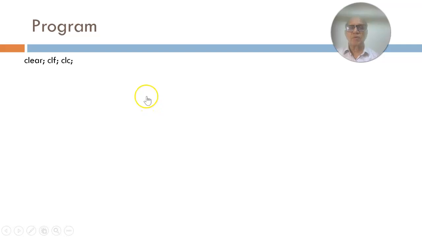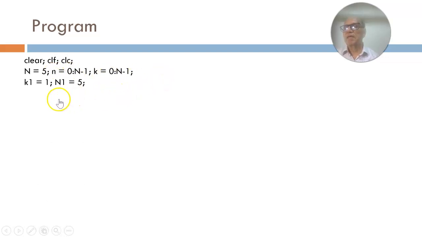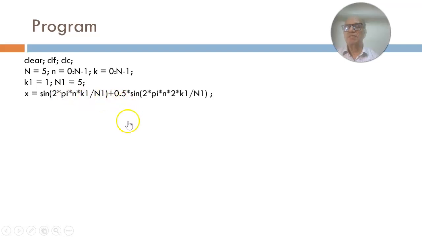So most of the program that we studied in the last session, most of it is like this. Only at a couple of places you have to insert some statements. So this n equal to 5, you generate the n index, you generate the k index. Remember, this is the time index, this is the frequency index. Then k1 equal to 1, n1 equal to 5. You generate your x again. This is the fundamental component, this is the second harmonic. This is the amplitude of 1 and this is the amplitude of 0.5.